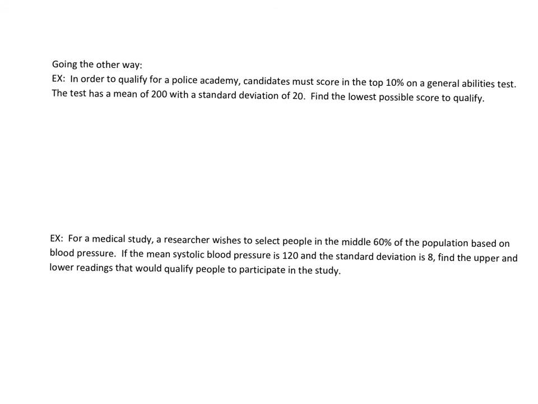So now we're going to go the other way. What we're going to do now is, given a z-score and a mean and standard deviation, work backwards to find our values. We know that in order to qualify for police academy, candidates must score in the top 10% on a general abilities test, and it has a mean of 200 with a standard deviation of 20. We want to find the lowest possible score to qualify.